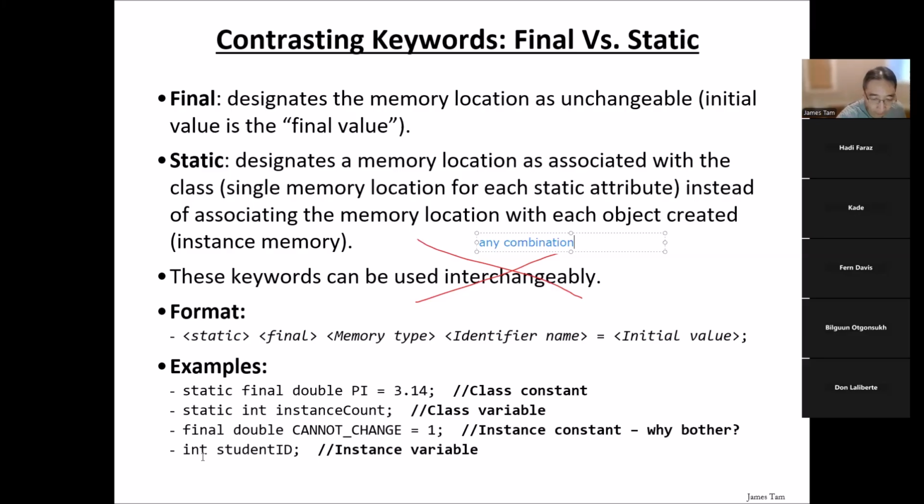The flip side here, we use neither. If it doesn't have static, it means it's an instance variable. It means that each instance has that memory location. And think about it: student ID, if this is for class Student, of course every student should have the ability to store their own student ID. There is no final keyword, so that means it's variable.